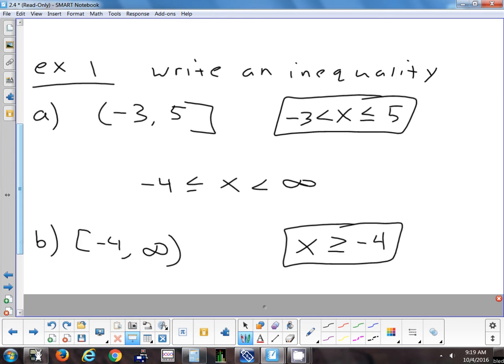Yeah? It's unbounded if you have infinity anywhere in it. Yep. Okay, questions on that one?